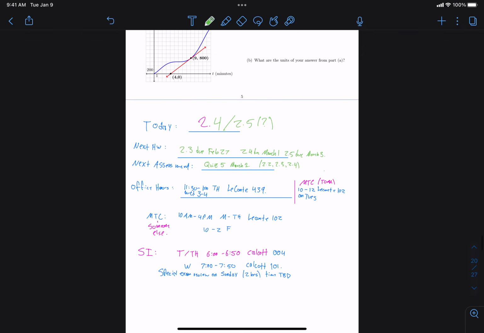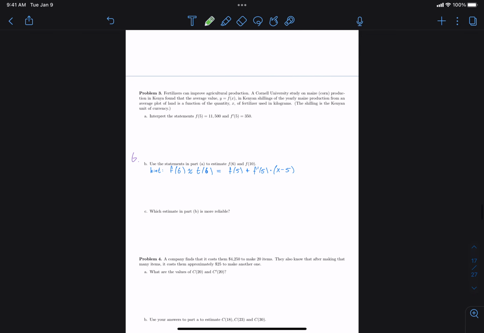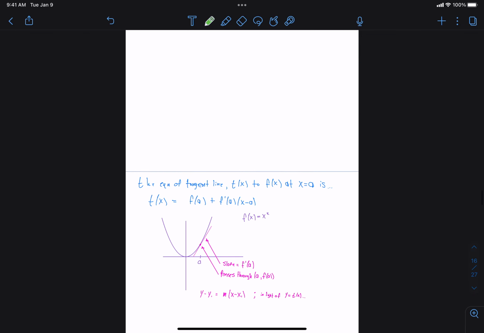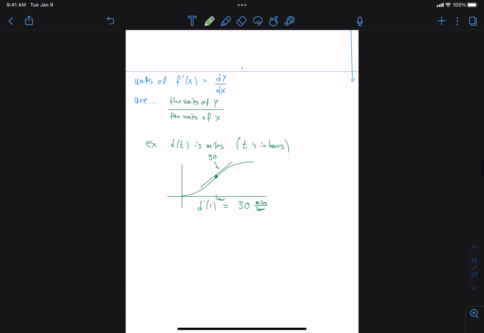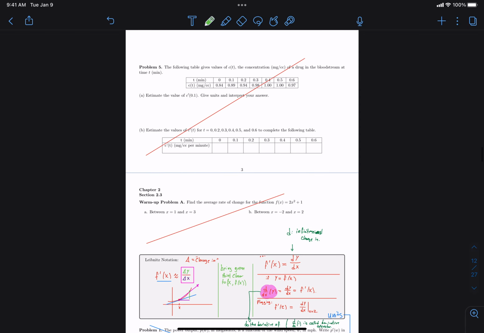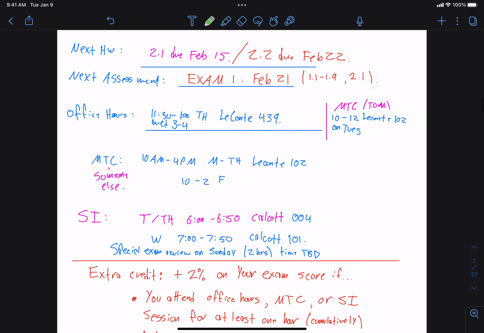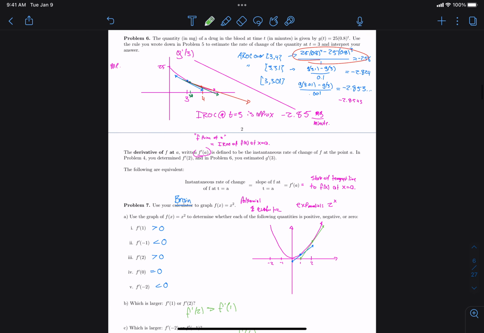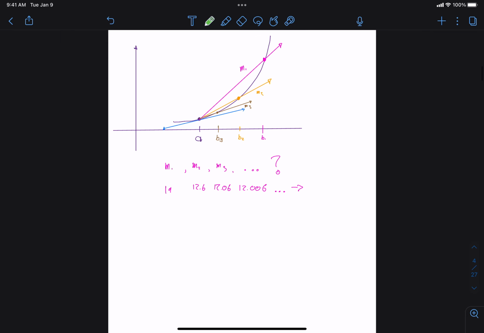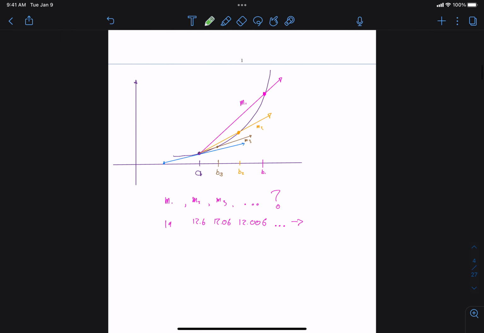All right, so let's return to what we were talking about before, and I want to say a little bit more about this tangent line stuff before we move on to 2.4. So generally in Chapter 2, we've been talking about this notion of derivatives, or instantaneous rate of change, which tells us how a function is changing.